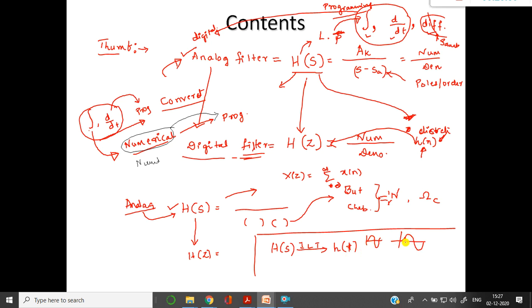I have a continuous function. I simply go for sampling with some n samples, which means that the obtained h of t is going to be sampled at some sampling period T. So after sampling, I get h of n. That's it. Now, once I know h of n, it is very easy. Just simply apply the Z transform, and you get H of z. So this is how we move from the Laplace domain to the Z domain. It is nothing but moving from the analog domain to the digital domain. This is the technique we are trying to use.